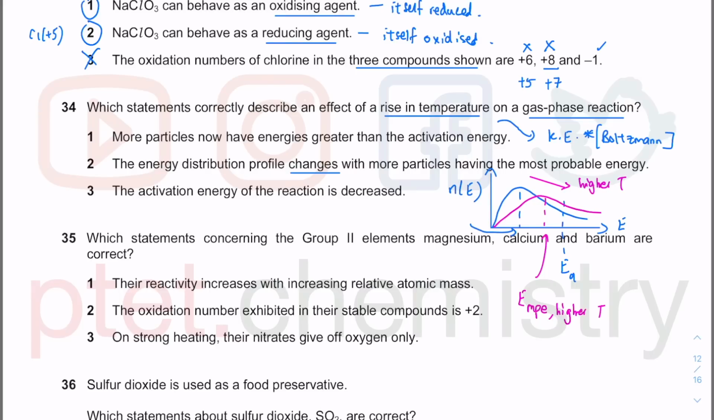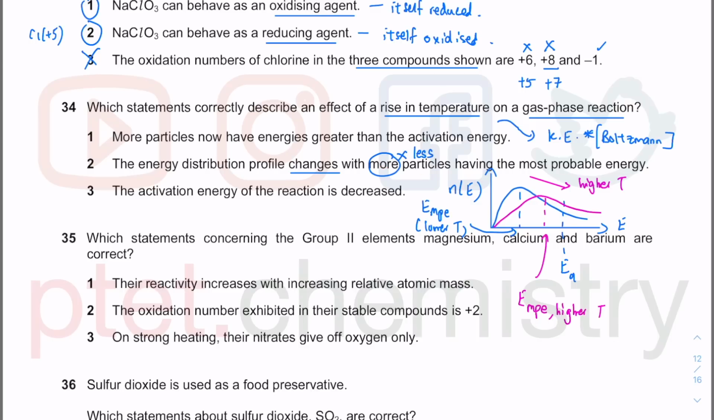So this is the most probable energy at the lower temperature. At a higher temperature, this value is higher, but there are fewer molecules. You look on the y-axis, there are fewer molecules having this most probable energy at a higher temperature compared to previously. So here it says more particles having the most probable energy. More particles is actually wrong.